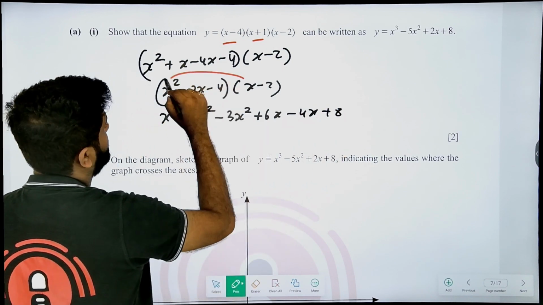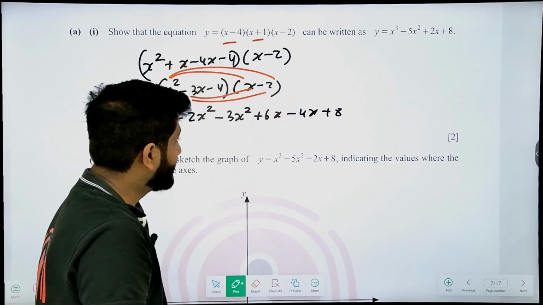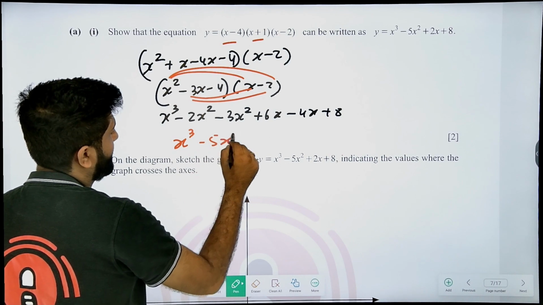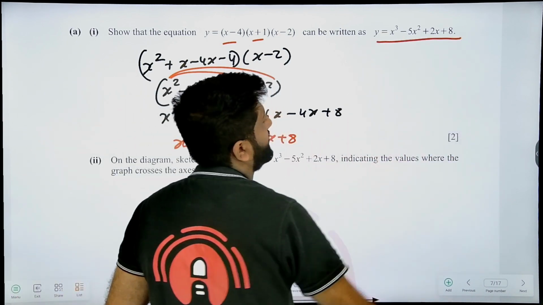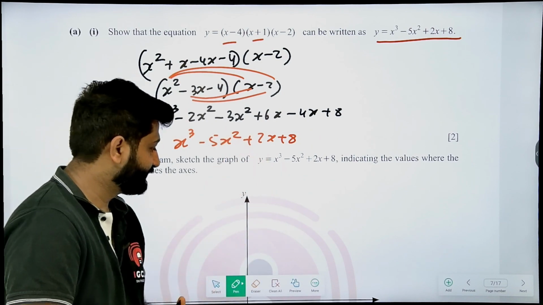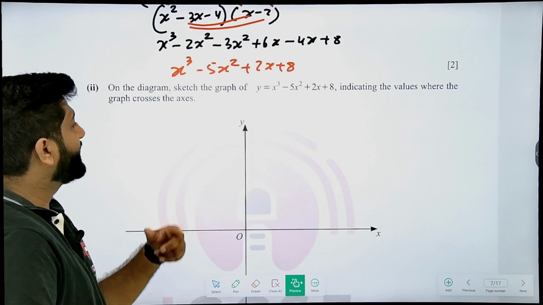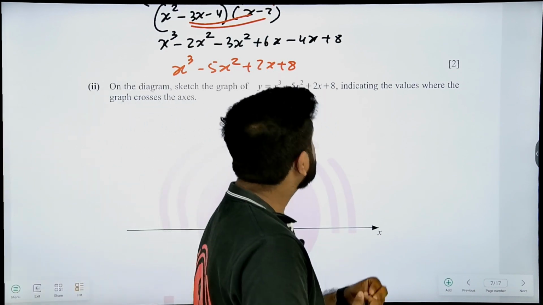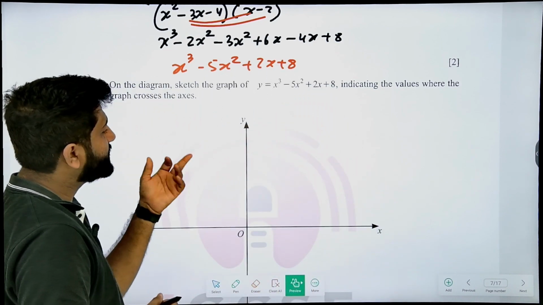See, I have expanded each term with each term, and so on. You can also do the same. So the final answer is x cubed minus 5x squared plus 2x plus 8. And I think this is what I was supposed to prove. Right? Okay. The next part is, on the diagram, sketch the graph of x cubed minus 5x squared plus 2x plus 8, indicating the values where the graph crosses the axis.